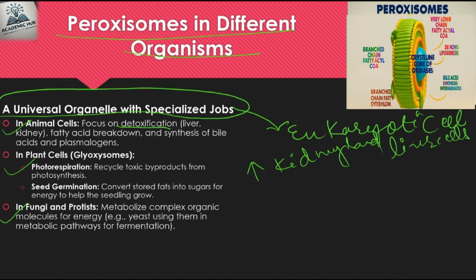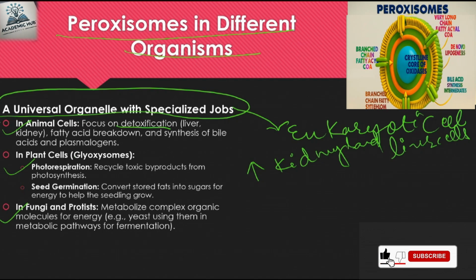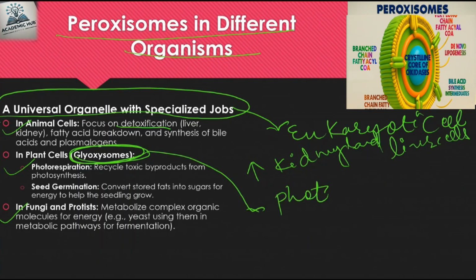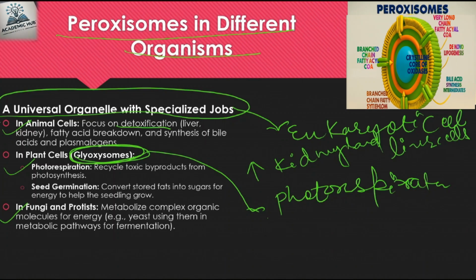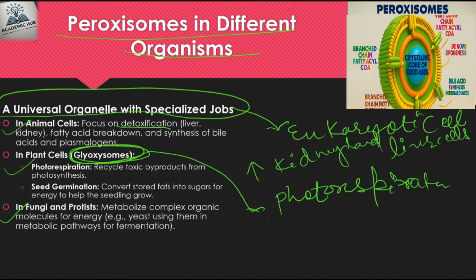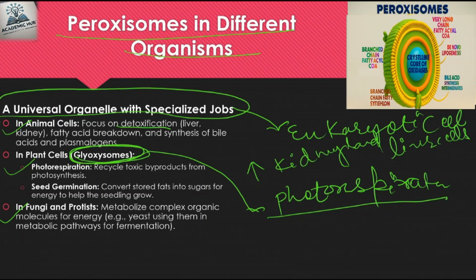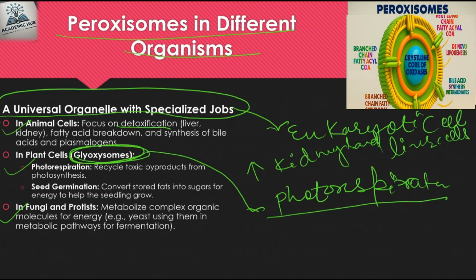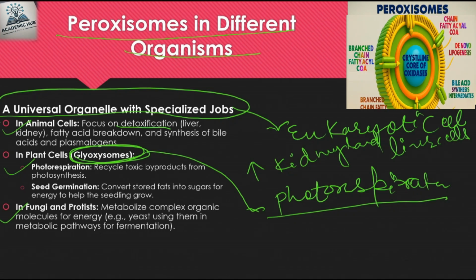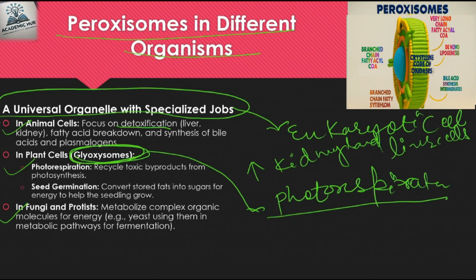In plant cells, peroxisomes are sometimes called glyoxysomes. They are important for photorespiration, a process where plants recycle toxic byproducts of photosynthesis. They also play a vital role in germination of seeds by converting stored fatty acids into sugar, providing the necessary energy for the young plant to grow.